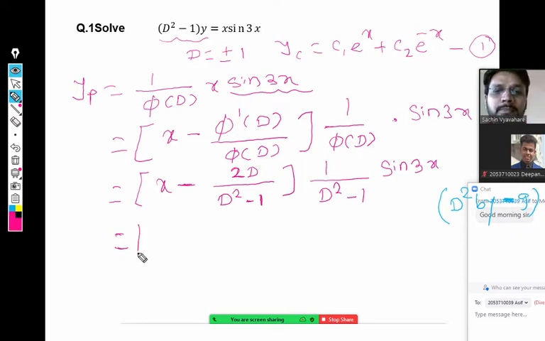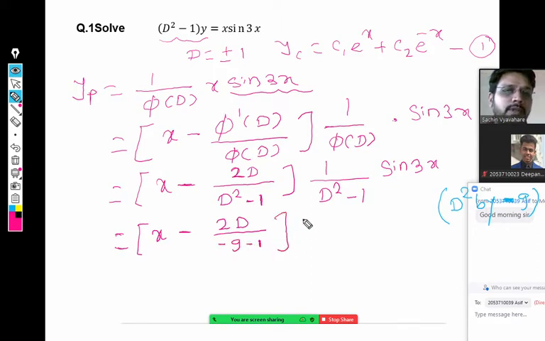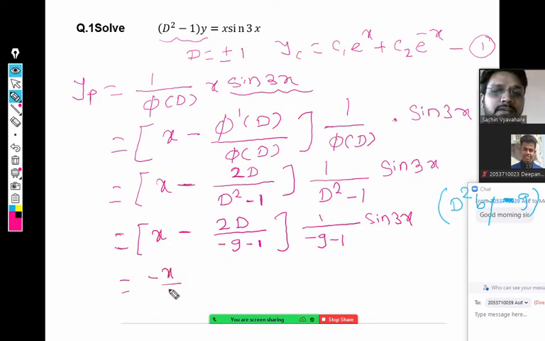If you replace d square by minus 9, you'll observe whenever a constant term comes, you can replace d square by minus 9 there also, because it is 1 upon phi d. Later on it is only operated. So I'll replace here minus 9 minus 1, and 1 upon minus 9 minus 1 of sine 3x. Now you have to take term by term multiplication, x into this term. So it is actually minus 1 by 10, so I'll say minus x by 10 sine 3x.